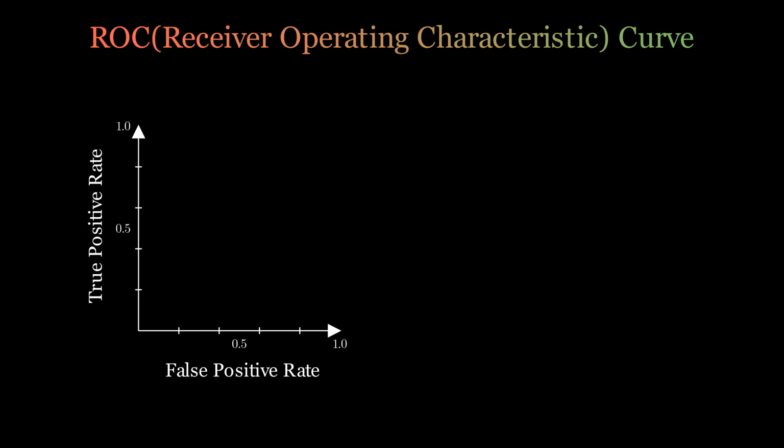This is a typical ROC curve. The x-axis represents the false positive rate, while the y-axis represents the true positive rate. The orange arrow indicates the direction of increasing thresholds.